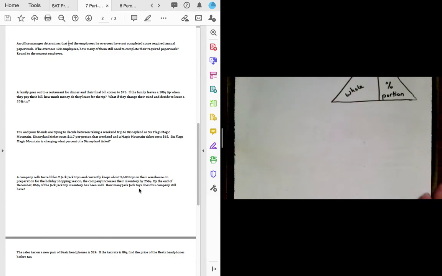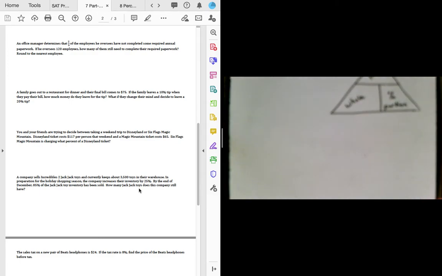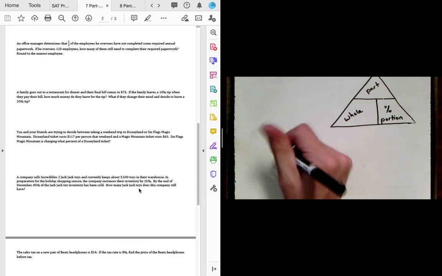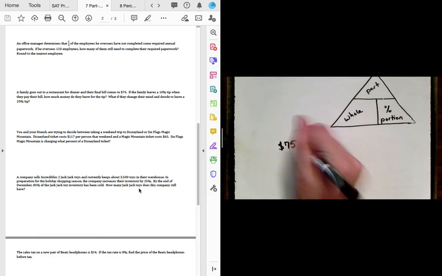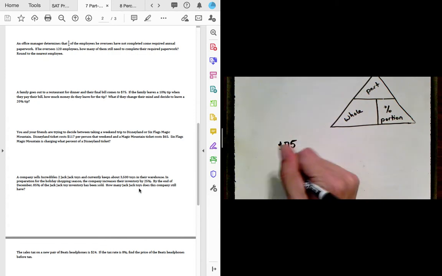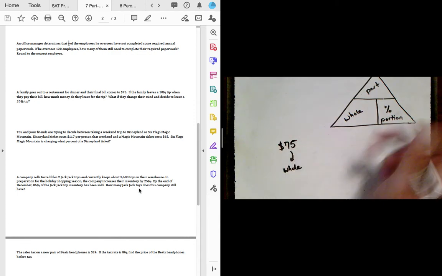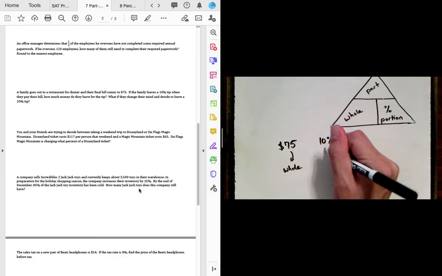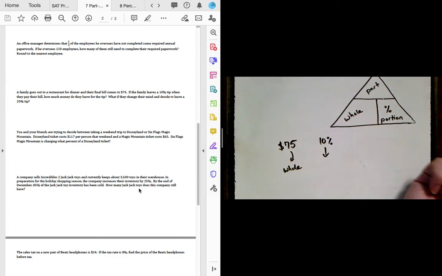So the family goes out to a restaurant for dinner and their final bill comes to $75. That sounds like a whole to me. It says if the family leaves a 10% tip when they pay their bill, how much money did they leave for the tip? So we have a $75. That was the total for their food. I'm going to call that the whole. Then I have a 10%, which of course is our portion or our percentage.